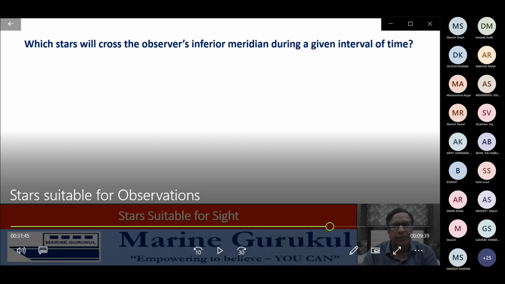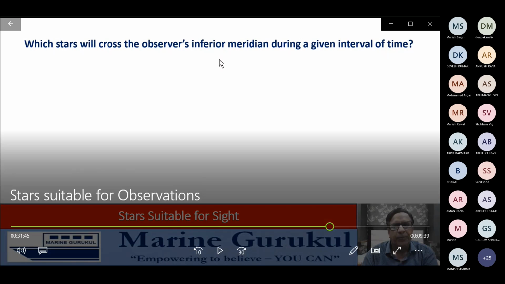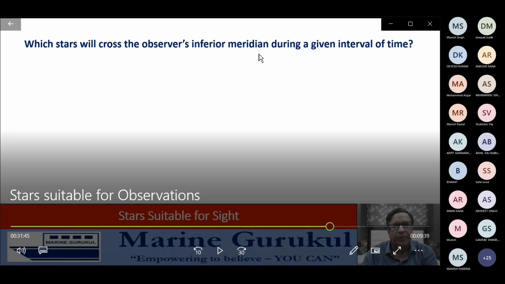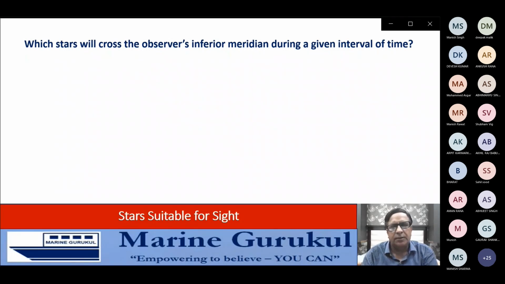Okay, now beta we move on to the last type of these numericals. They want us to now find out the stars which are crossing our inferior meridian. हमारे मेरिडियन को क्रॉस करने वाले स्टार नहीं चाहिए, हमारे inferior meridian को क्रॉस करने वाले स्टार चाहिए. So this is the only difference. They are asking the stars crossing the inferior meridian. So let's see how we are going to do it. Observer's inferior meridian is the meridian which is 180 degrees opposite to the observer's own meridian.